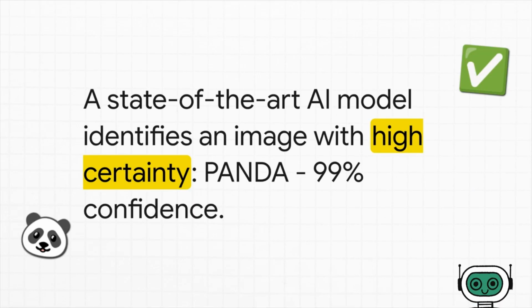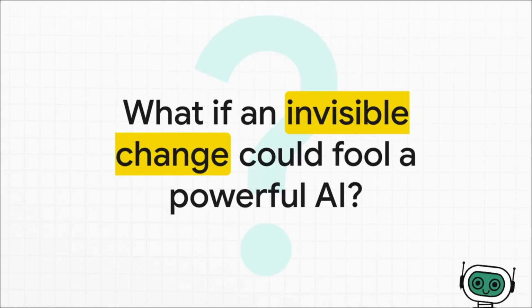Here we have a pretty standard state-of-the-art AI model. You show it this picture, and it tells you with 99% confidence that's a panda. And you know what? It's right. This is exactly what we expect from these systems. But here's where things get interesting. What if we could change this image just a tiny bit, in a way you and I would never even notice, but in a way that could make the machine see something completely different?